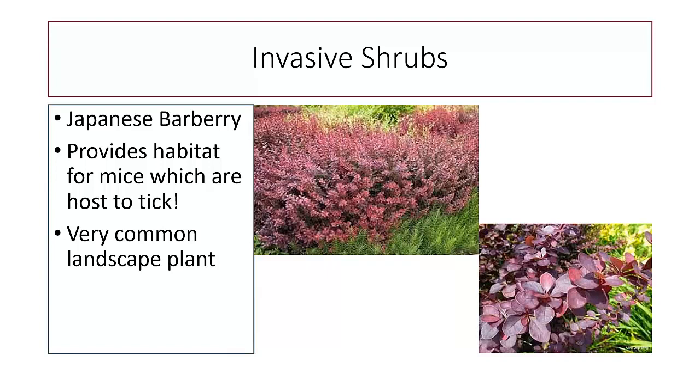You will find Japanese barberry most commonly in this reddish color. It gets little yellow flowers on it. There are also Japanese barberry that have variegated leaves, green and white. There are some with more of a yellowish tint. This is one that we would ask you to please not plant in your landscaping.